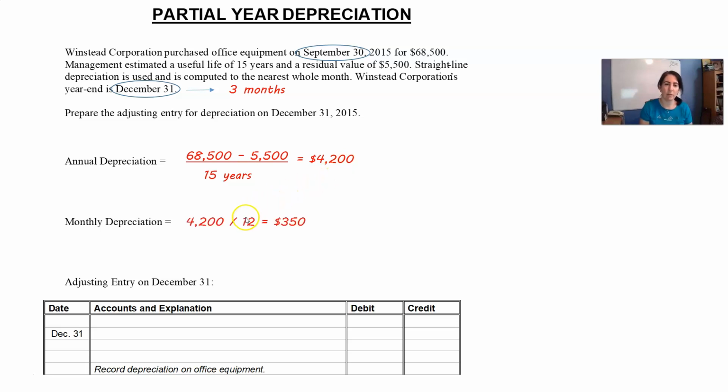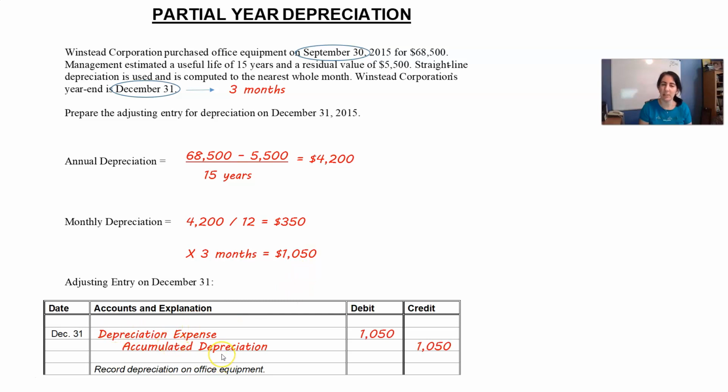It's only 3 months. So 4,200, well, I take it in 2 steps here. 4,200 divided by 12 gives you the monthly amount. For 3 months, times 3 would be 1,050. Really, you could just take 4,200 times 3/12 to give you 3 months of the year, and that would work too. I just kind of did it in 2 steps. So the depreciation for those 3 months as of December 31st is just 1,050, and there's your regular journal entry.